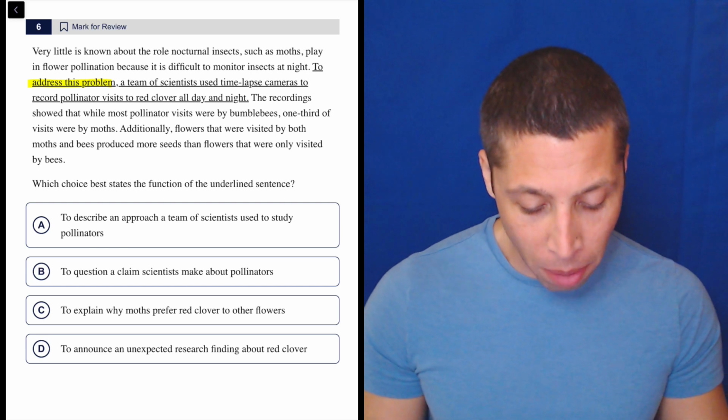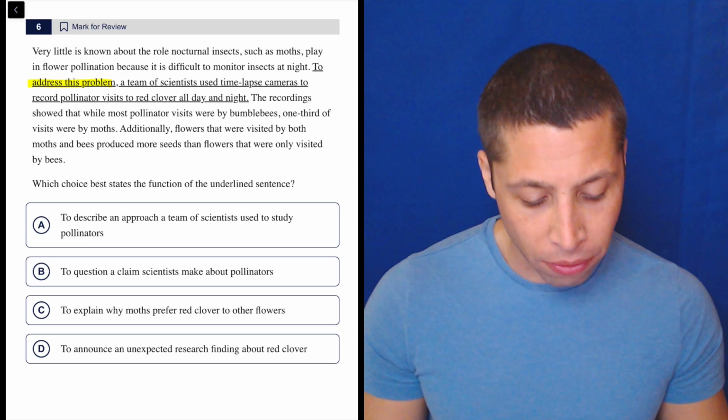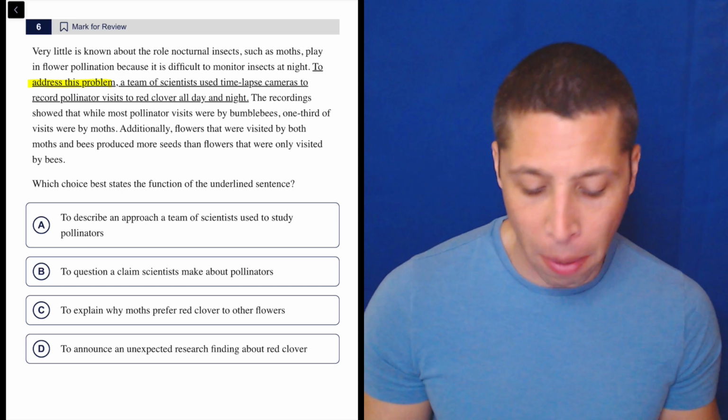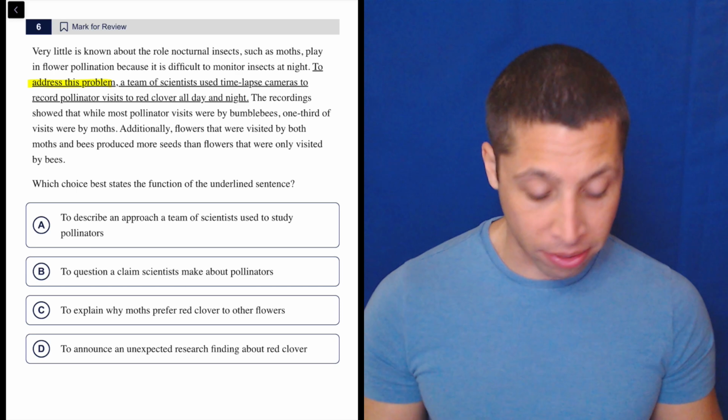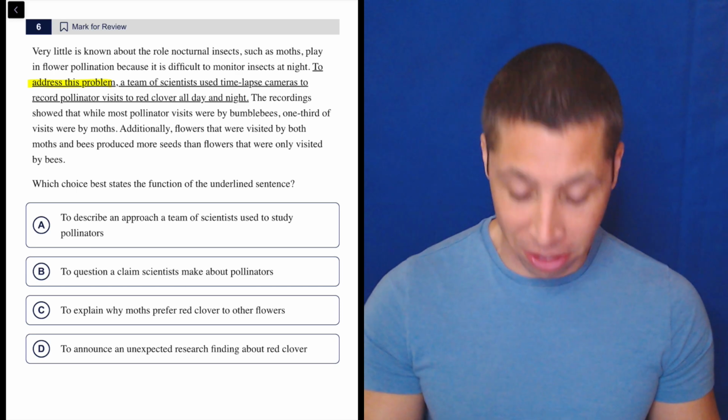The recording showed that while most pollinator visits were by bumblebees, 1/3 of visits were by moths. Additionally, flowers that were visited by both moths and bees produced more seeds than flowers that were only visited by bees. So I'm not going to worry about the details there. Let's just focus on that underlined portion. It's addressing a problem. Let's just use that as our dumb summary.